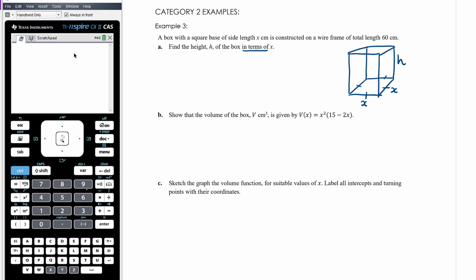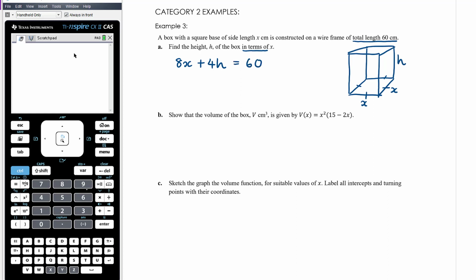So the key bit of information is about our perimeter. Well, perimeter is not quite the right word for a 3D shape, but all the edges add up to 60 centimeters. So if we have a think about our diagram here, our diagram comprises 4 lengths of x on the bottom and another 4 lengths of x on the top. So we have 8 lots of x. Plus, we have 4 vertical lengths of h. So we know that 8x plus 4h is equal to 60.